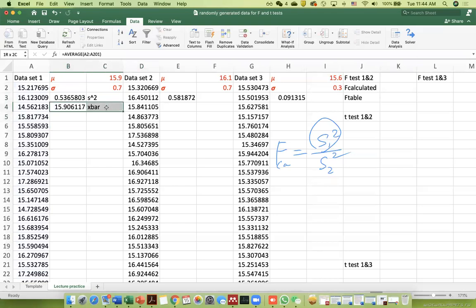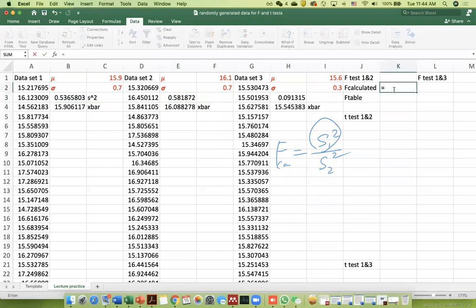Okay. And I do the same thing to the other 2 sets of data. Okay, now we know the 2 variances. Which one is larger? This one is larger, right? So we're going to put this as a numerator and this one as a denominator. So the F calculated will be E3 divided by B3, right?